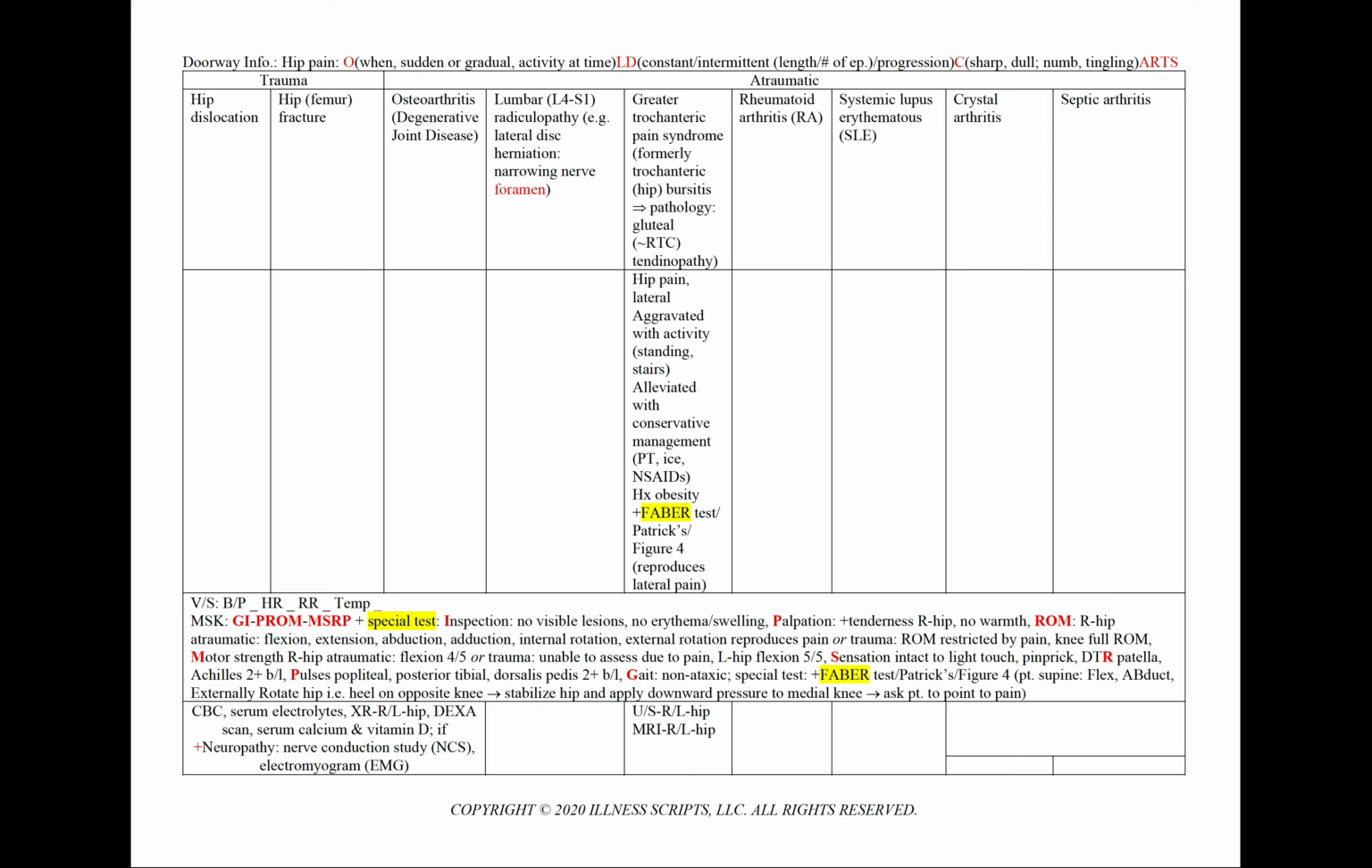And we'll find a positive FABER test, also known as a Patrick's or figure 4, reproducing now lateral pain. And we'll order an ultrasound of the right or left hip and an MRI of the right or left hip.